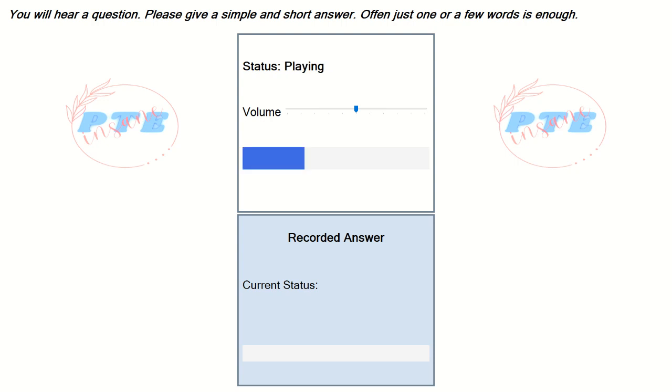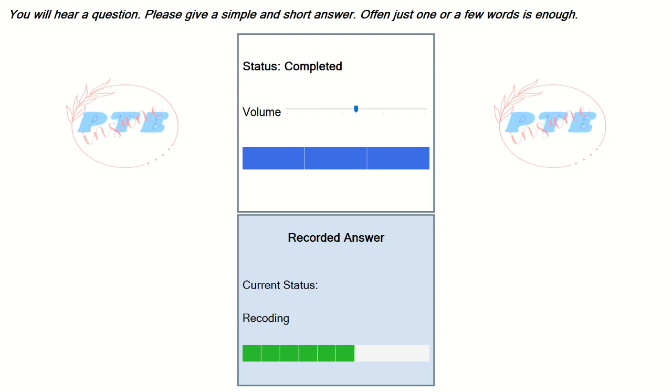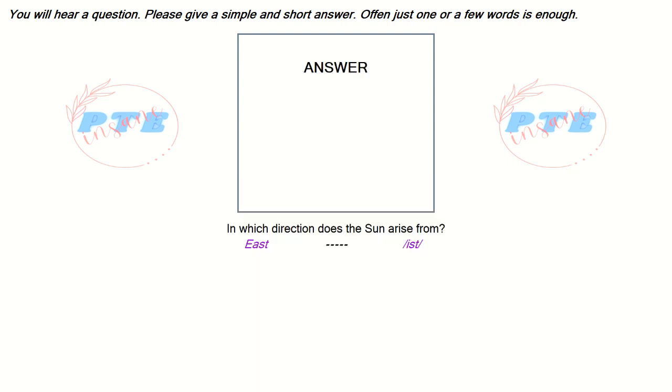In which direction does the sun arise from? East.